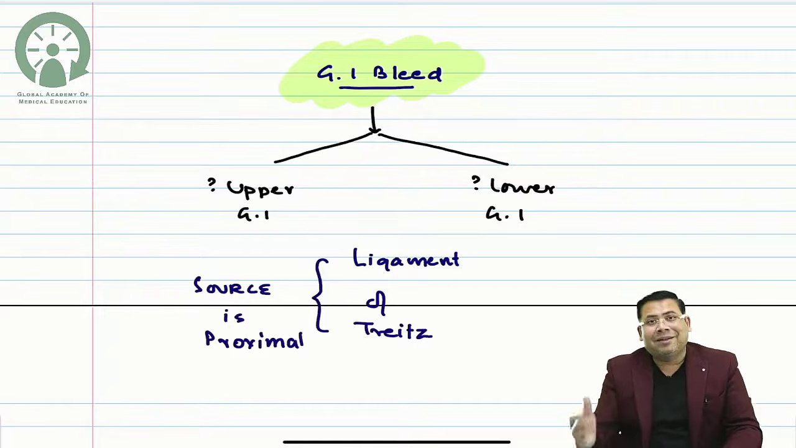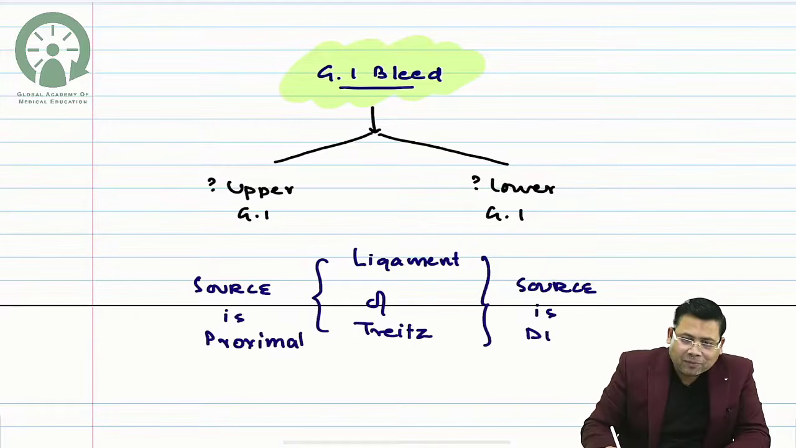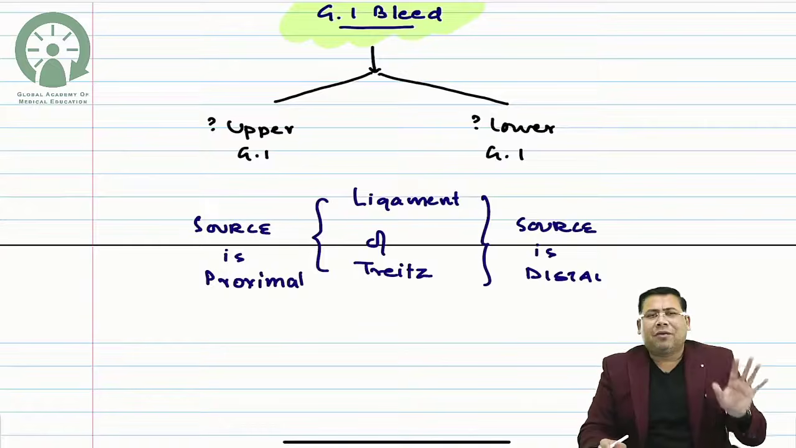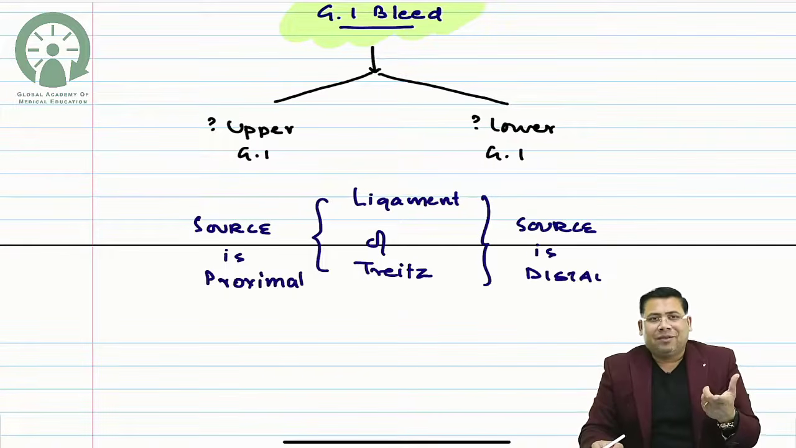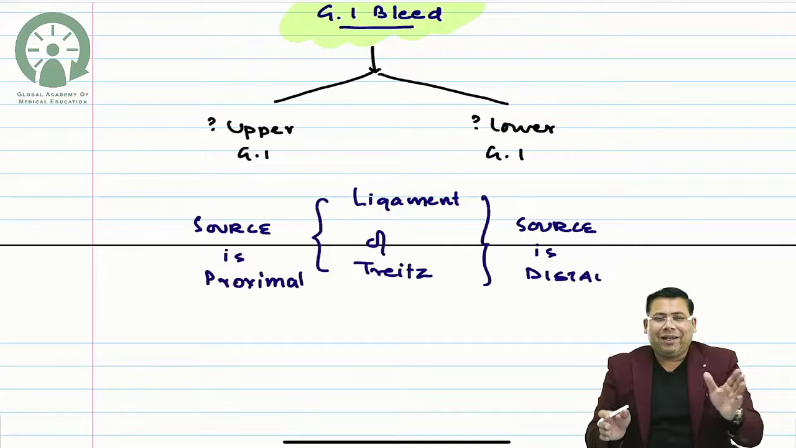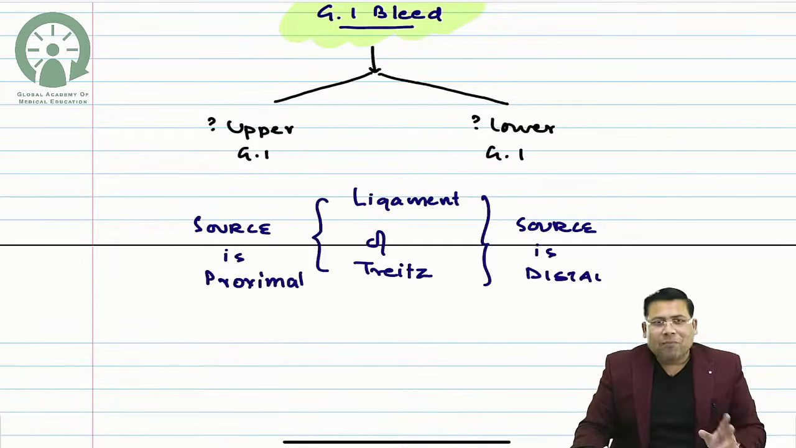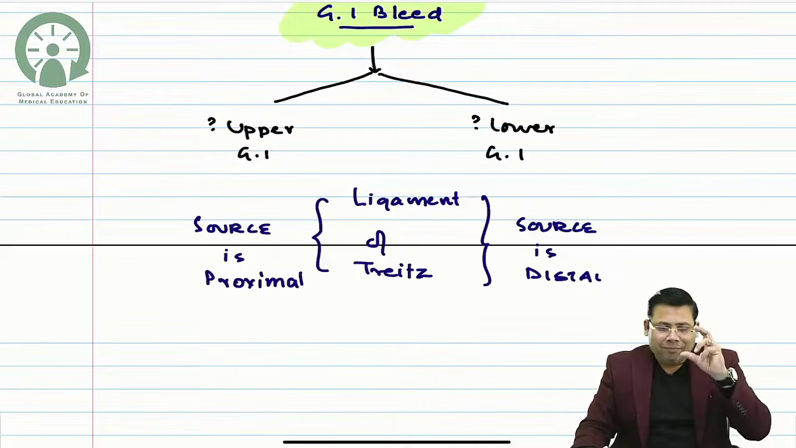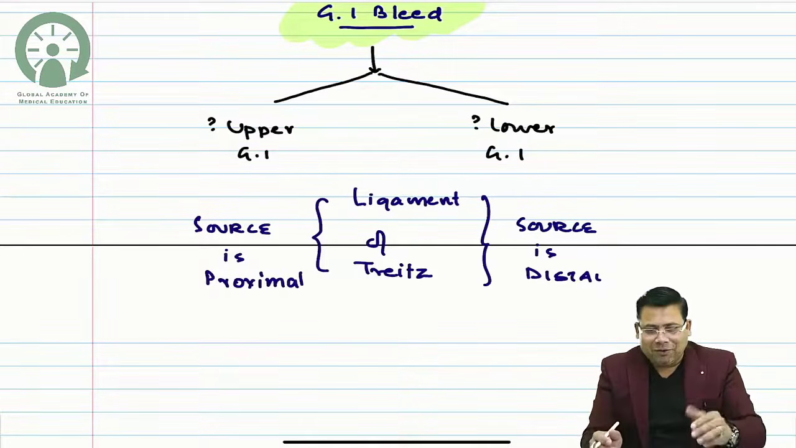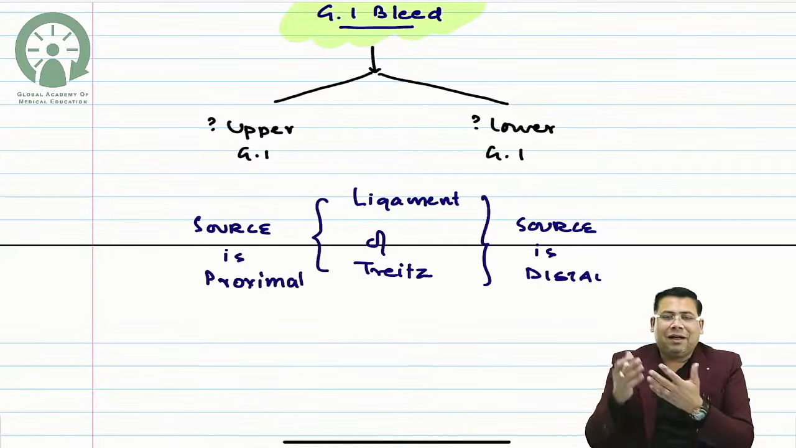Now when we talk about lower GI bleed, the source is distal to the ligament of Treitz. So a colonic bleed, a jejunal bleed, or a small intestinal bleed, basically anything except the duodenum, is a lower GI bleed. It's not that only bleeding from the anus is a lower GI bleed. It has to be decided on the benchmark of location. If the source is proximal, it's an upper GI bleed, else it's a lower GI bleed.